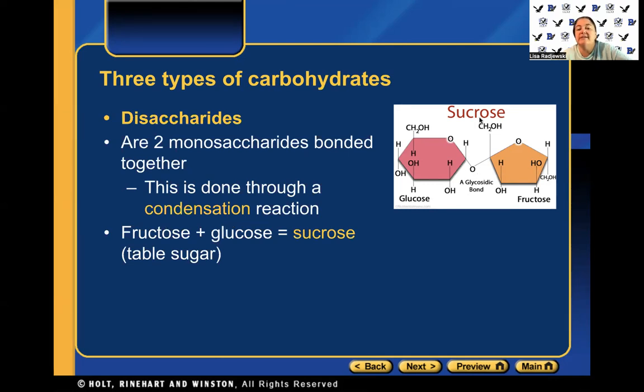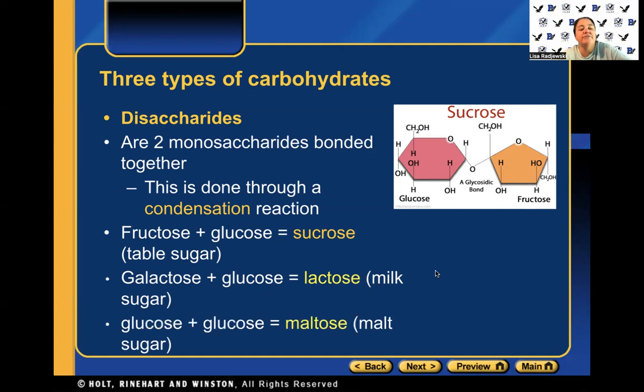Here are 3 examples. If you take a fructose and a glucose, which is what the picture's showing right here, that is called sucrose, and that's table sugar. So you have sucrose at home right now, the sugar that you would add to your coffee, for example. A galactose and a glucose makes lactose, and I'm sure you've heard of lactose. That's the sugar in milk, the disaccharide in milk. And if you take 2 glucose molecules and bond those together, that makes the sugar in malts, which is called maltose. A lot of the sugars, I should say, end in OSE: sucrose, lactose, maltose, glucose, fructose.